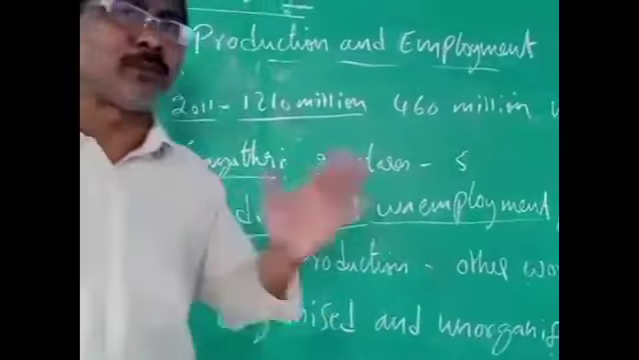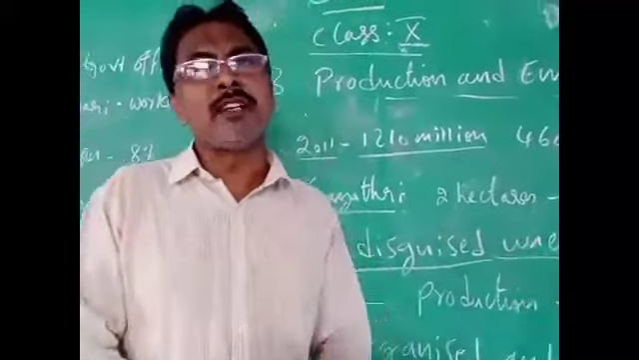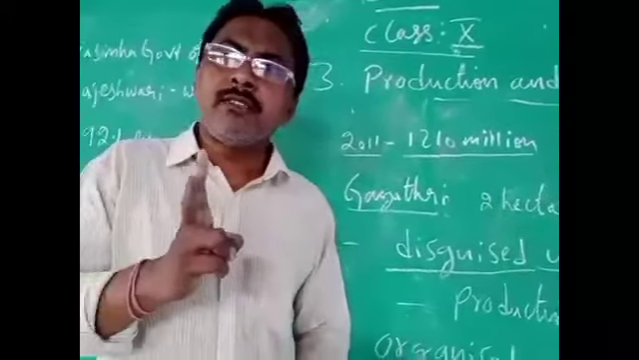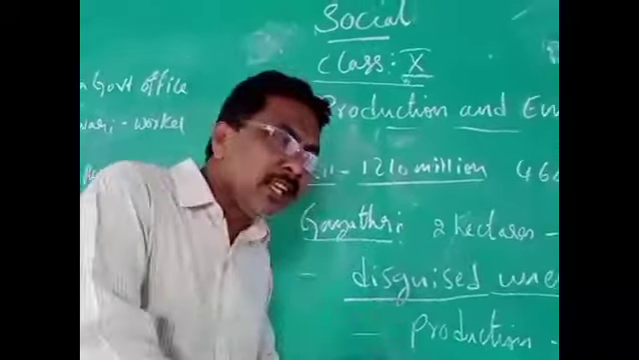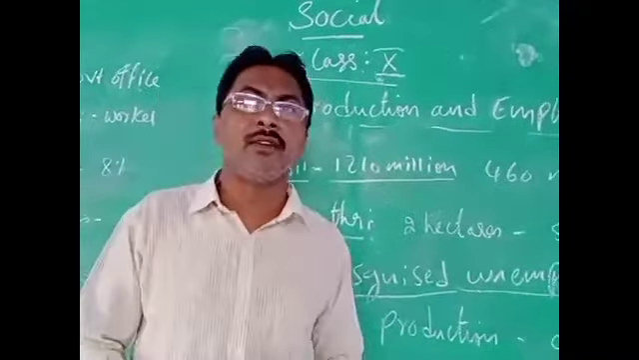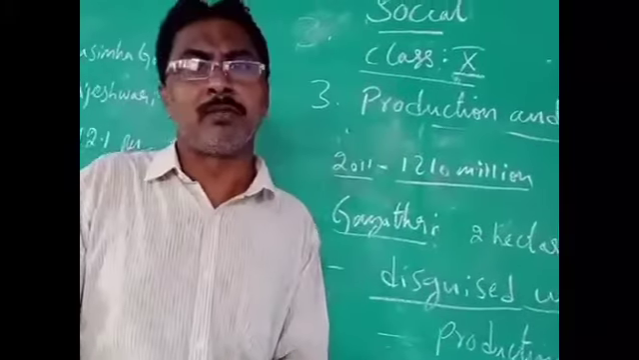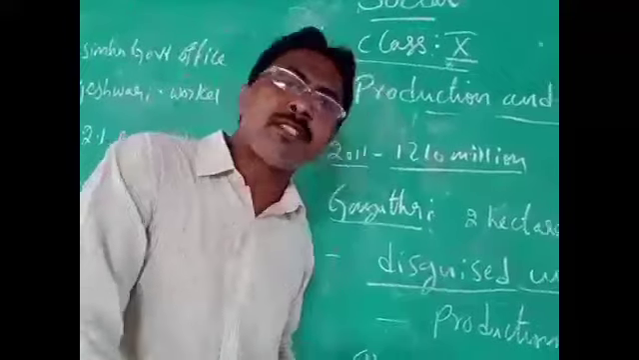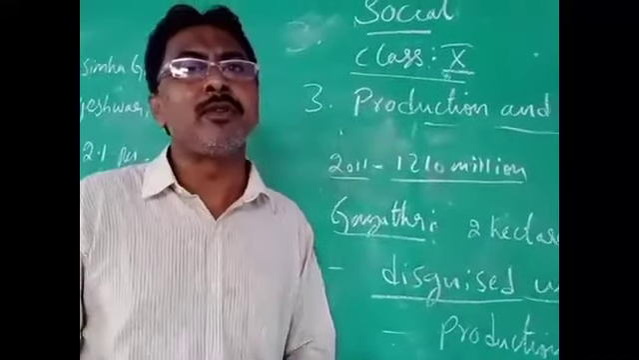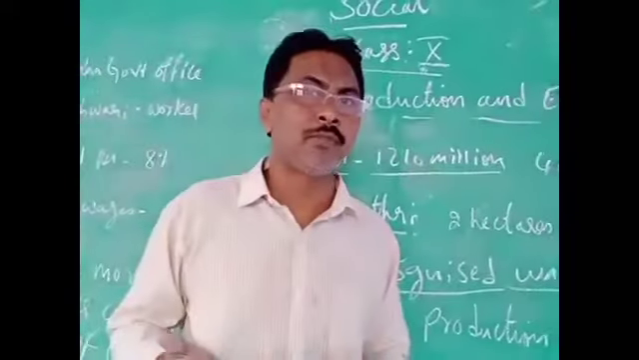What is that means? Now suppose, one example I'll tell you, 2 acres of land is there. 2 acres of land, two members are enough to do work in the 2 acres of the land. But still extra 3 members are working. The three members, extra three members are working in the same field. So the three members are called as disguised unemployment.